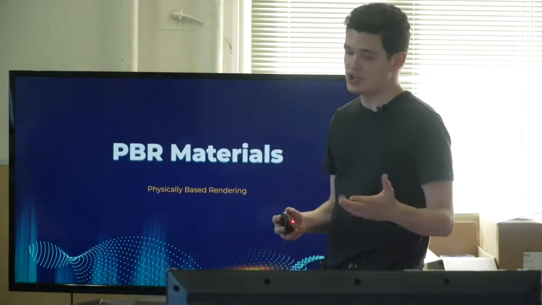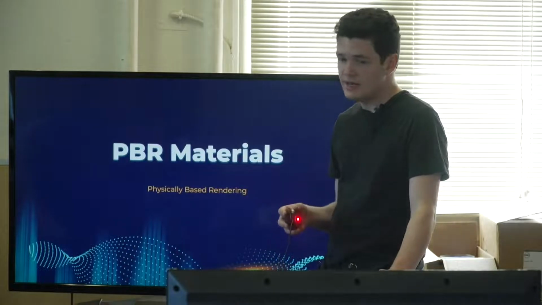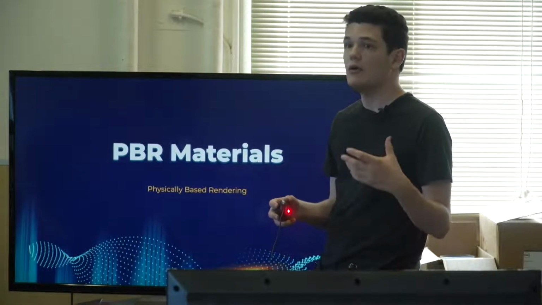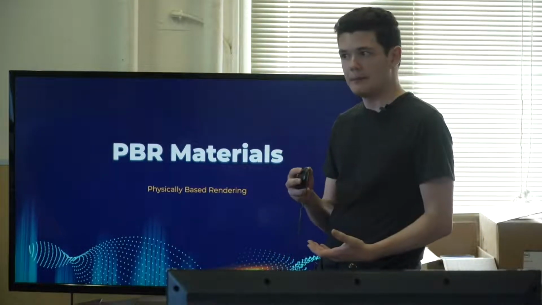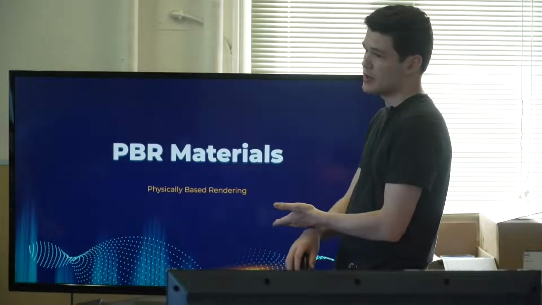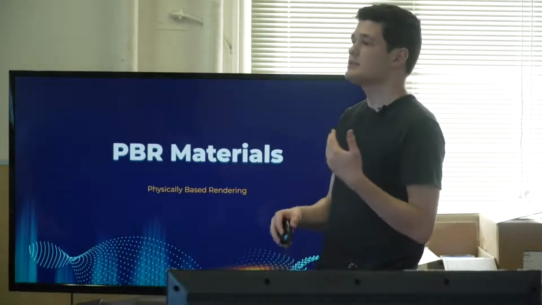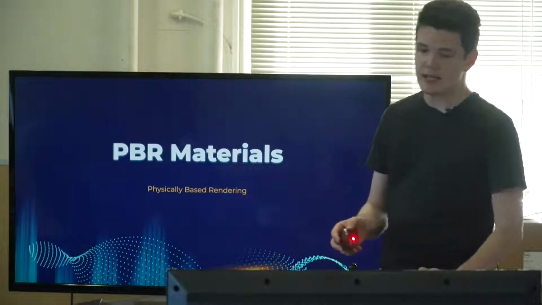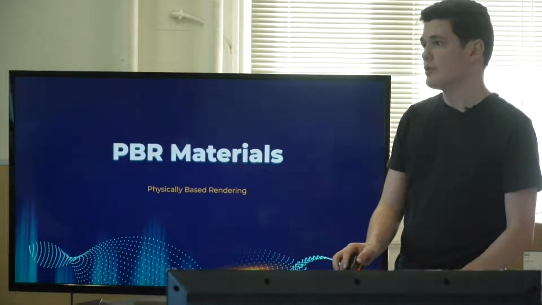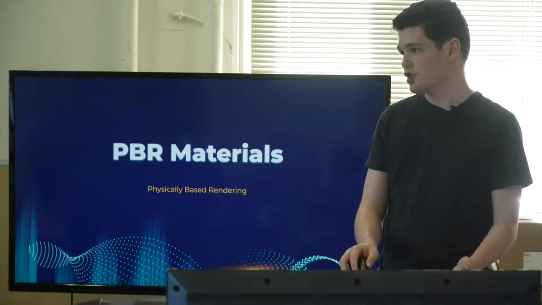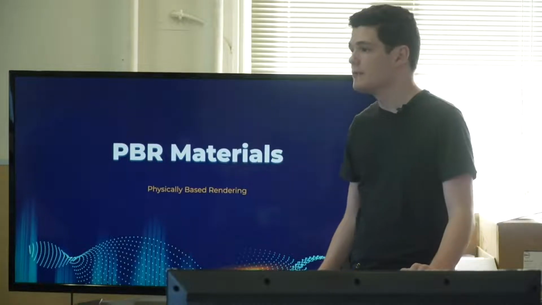Now, there's many different shading models, and there's many different ways that you can determine how a material interacts with light. PBR, or physically based rendering, is the one we're going to cover today, and it is the most commonplace in today's age. And with PBR textures, you can represent basically any 3D object in a scene.